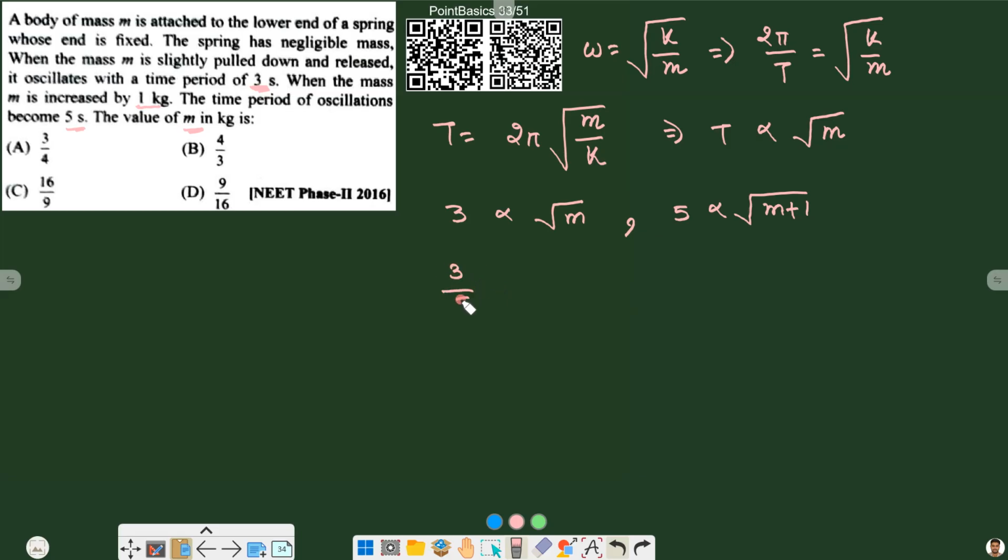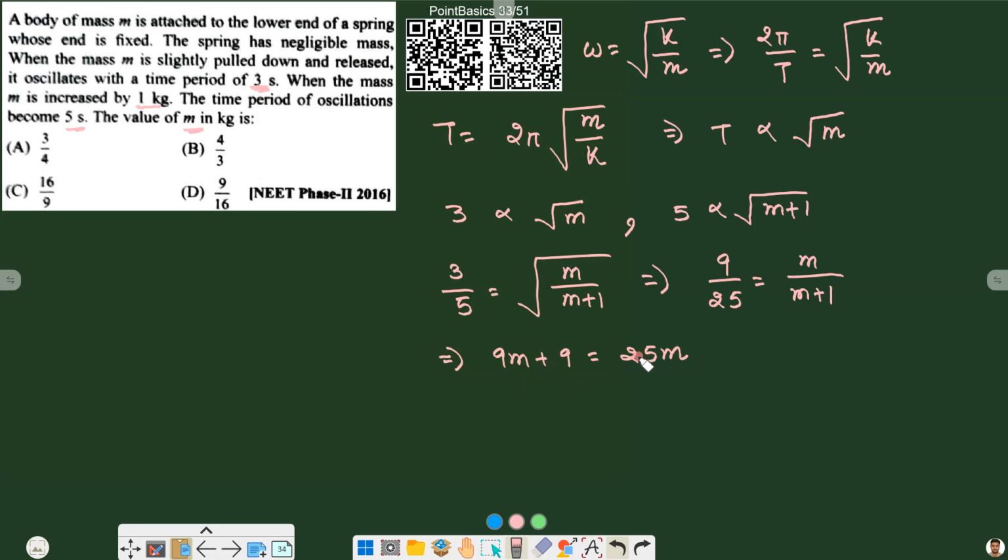We can divide both of these equations, so 3 by 5 is equal to under root m by m plus 1. Squaring both sides, 9 by 25 is equal to m by m plus 1. So 9m plus 9 is equal to 25m, and subtracting, 9 is equal to 16m, and m is equal to 9 by 16. Option D is the right answer. Next question.